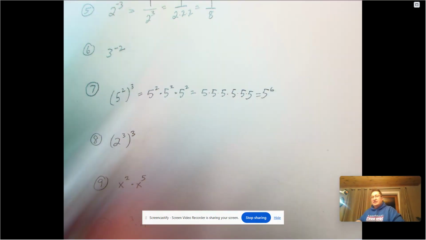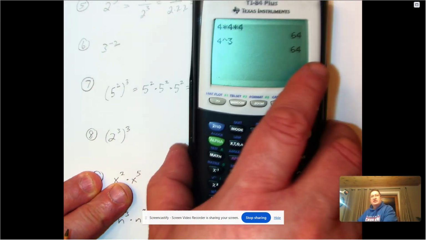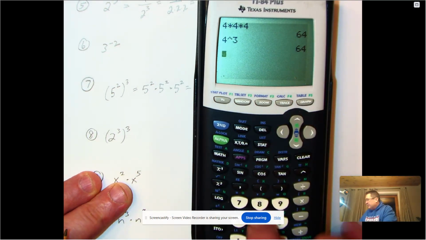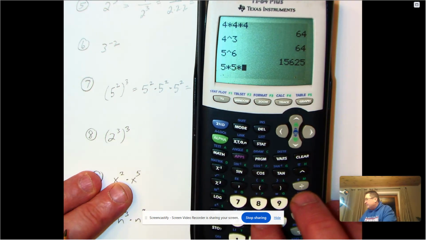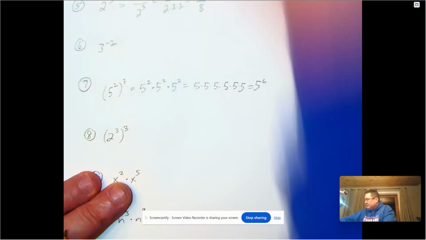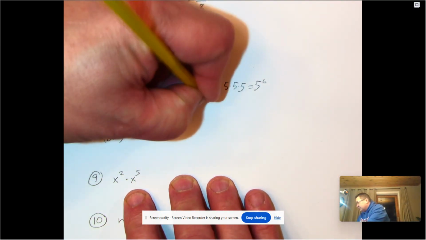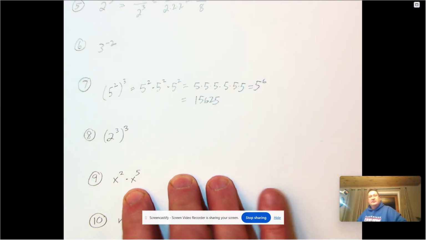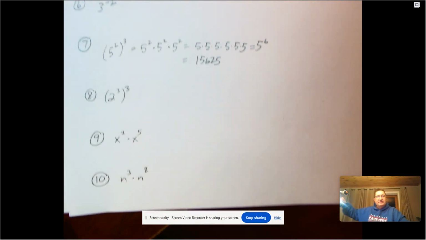Now, 5 to the 6th power is 15,625. Remember, that's the same as 5 times 5 times 5 times 5 times 5 times 5. Same thing. So our answer to number 7 is 15,625. Okay, so I'll leave you to do number 8.